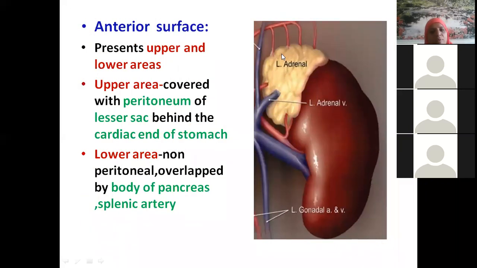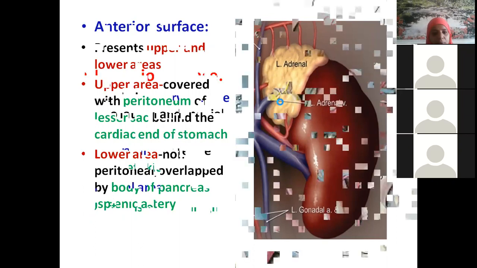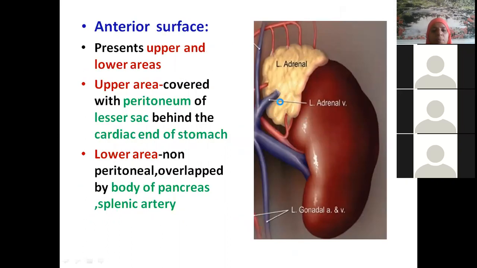Now coming to the anterior surface. Again you just divide this into the upper and lower areas. Upper area is covered with peritoneum of lesser sac. That's why gastric area was shown in the previous picture. I'll show that picture again. Lower area is actually not covered with peritoneum and it is overlapped with the body of pancreas and splenic artery. We'll go back to that picture.